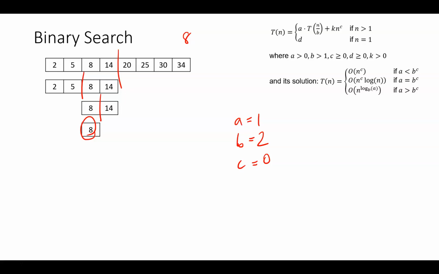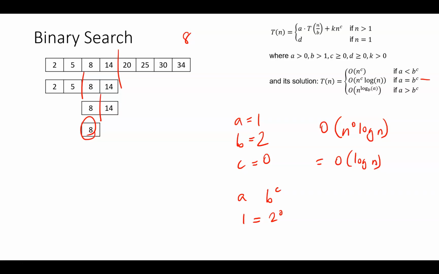So now we apply the master theorem. We're looking at A compared to B to the power of C. So we've got 1, we've got 2 to the power of 0, and we see they are the same. And so we're applying case number 2, which means we have big O of n to the power of 0 log n, which is big O of log n, which is what we expect.